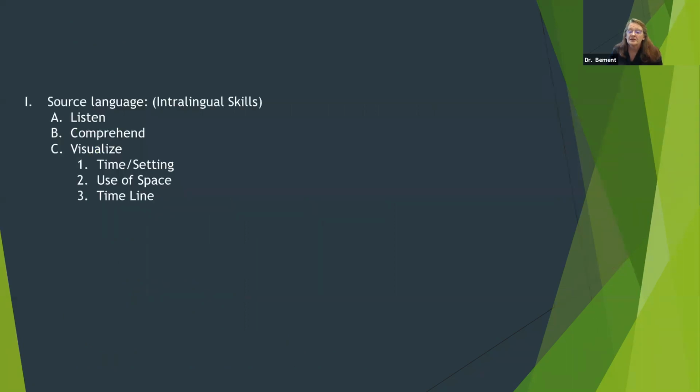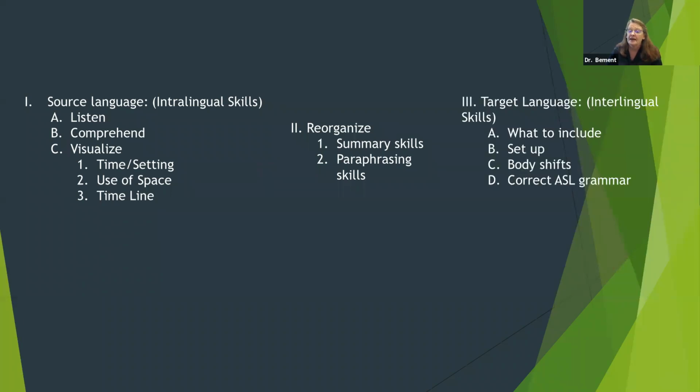So we look at all this information. We have our source language, which is the interlingual skills that you've learned in pre-interpreting skills that you've been practicing in your advanced ASL class, the listen, comprehend, and visualize. How we're going to reorganize all that information using your summary skills, your paraphrasing skills that you learn in pre-interpreting skills. And now how all that's going to go into your target language.